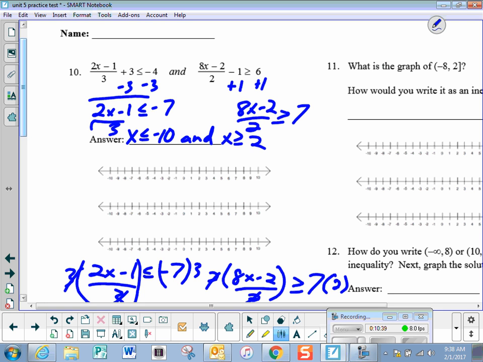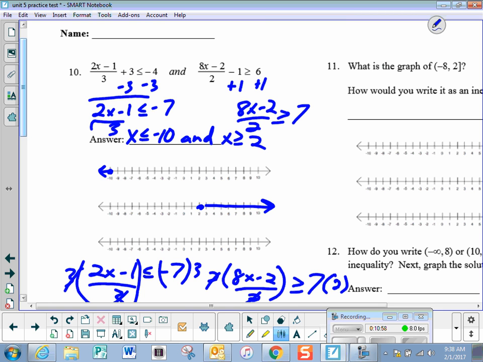Okay, where is x less than or equal to negative 10? Where is x greater than or equal to 2? Where are they both graphed? Nowhere. There's no solution. So you just leave it empty.